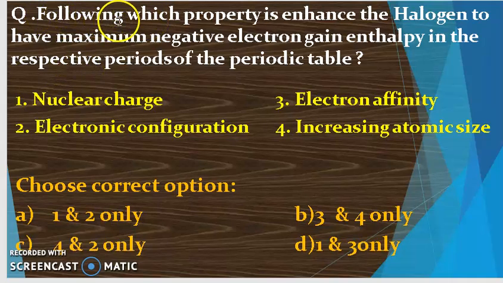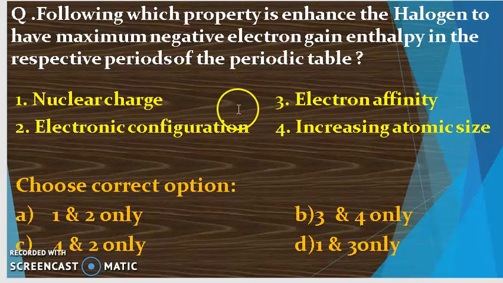The question is: following which property. They have given four properties here. Which property enables the halogen to have the maximum negative electron gain enthalpy? Maximum means it is more here. The negative electron gain enthalpy is more for the halogen according to one of the properties mentioned in the options, in the respective periods of the periodic table.